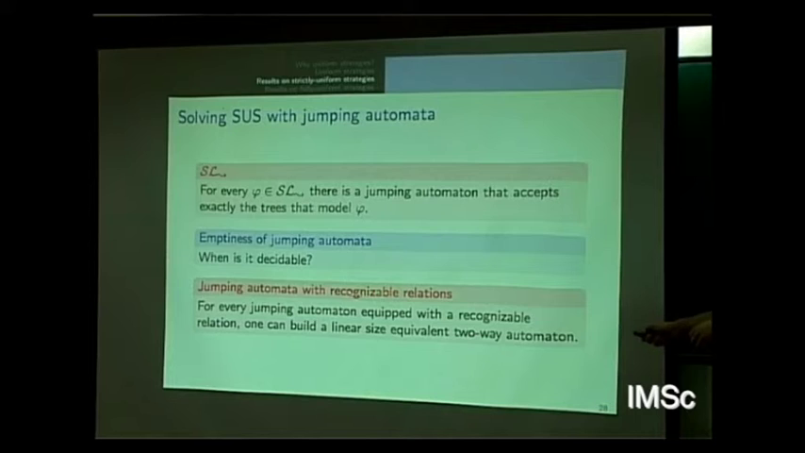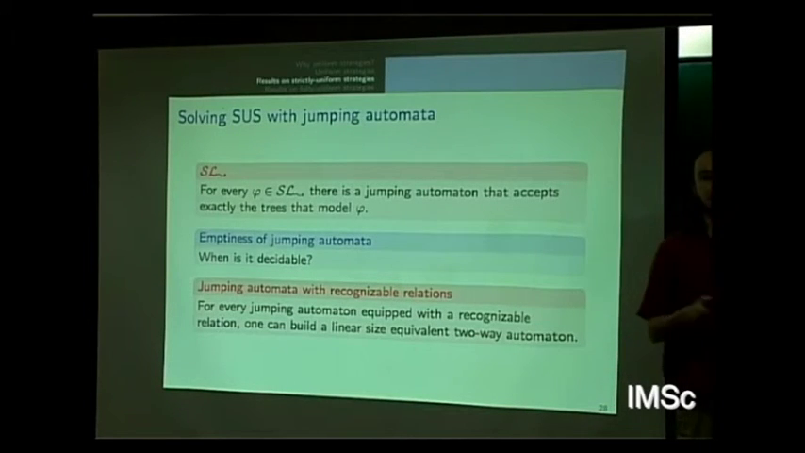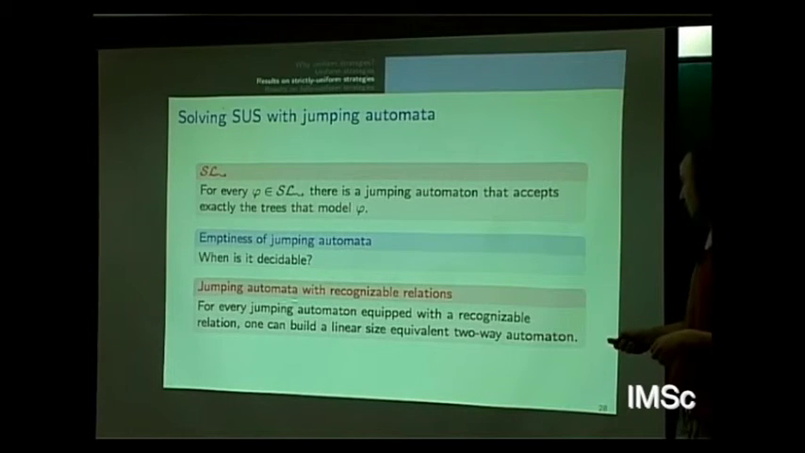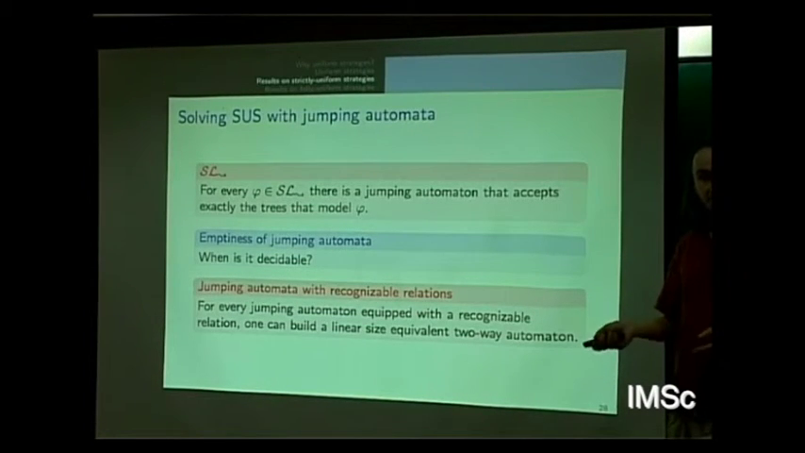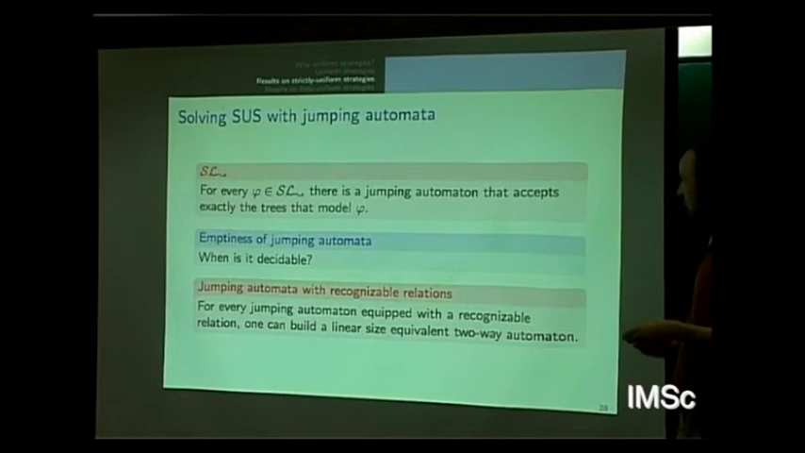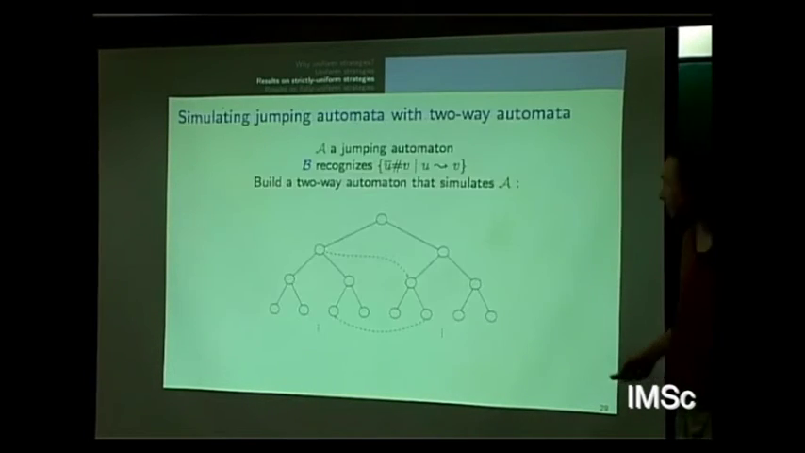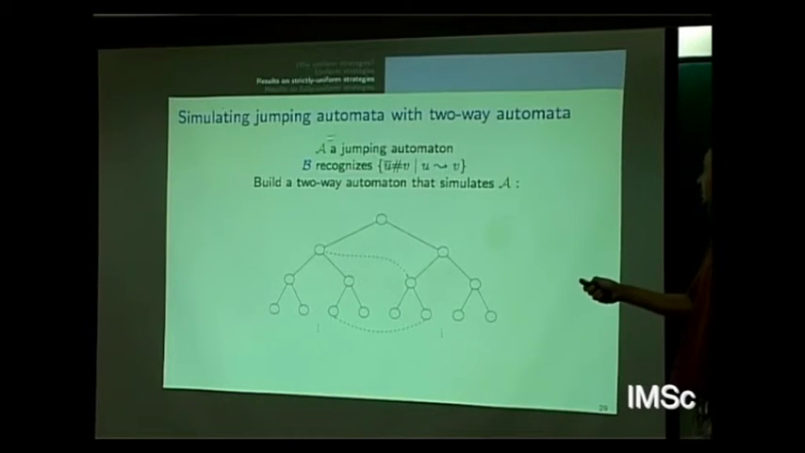But if you consider jumping automata where the relation is recognizable, then you can decide the emptiness, because in fact you can build an equivalent two-way automaton of linear size that simulates this jumping automaton. I will give the idea of how you do that. So you take a jumping automaton and the word automaton that recognizes the relation between nodes of the input tree. And so you build a two-way automaton that simulates this jumping automaton. So how do you do it?